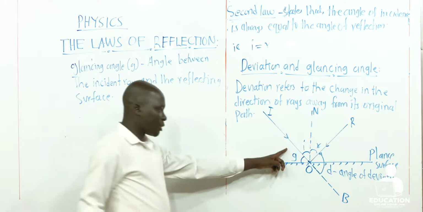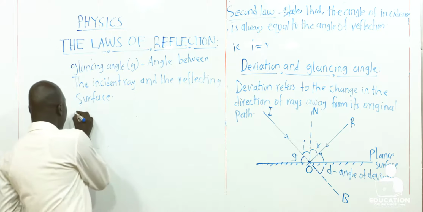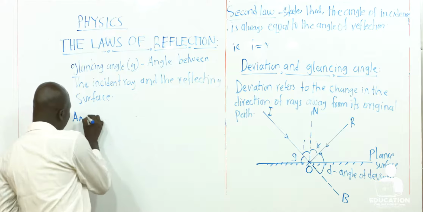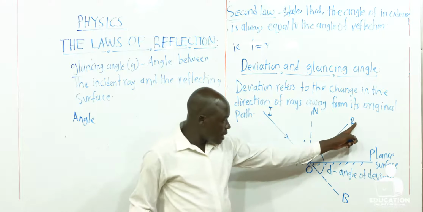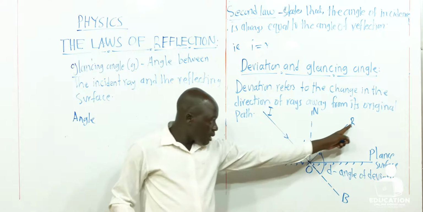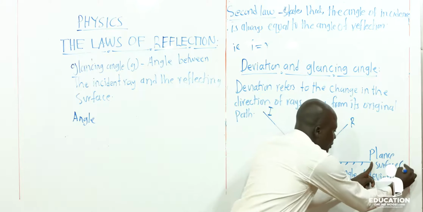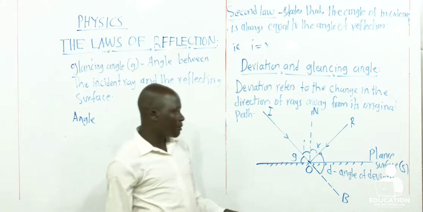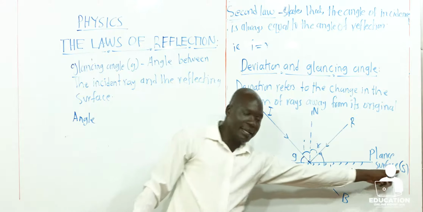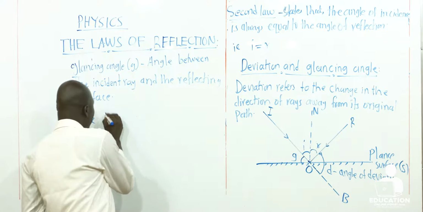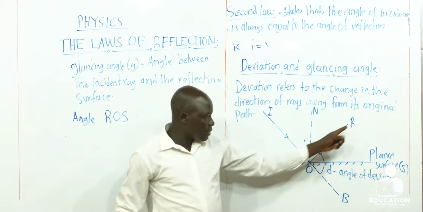Now, from this illustration, we find that angle, we are going to take this angle, dear learners, this angle R, O, and this surface. So this surface, we can name it with letter S to represent the surface. So now we are going to take the angle ROS, which is this angle.